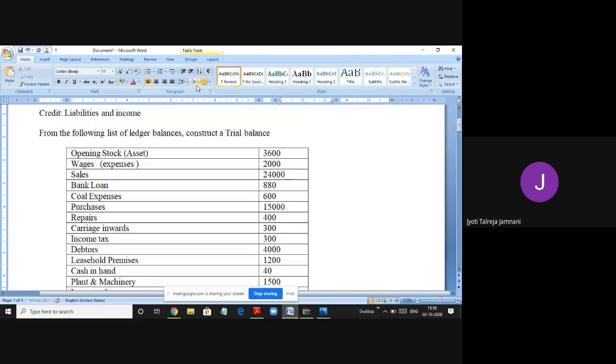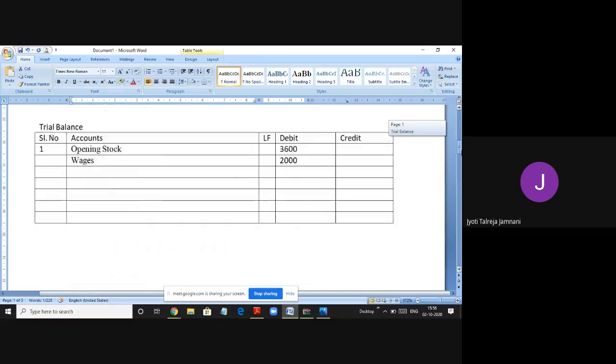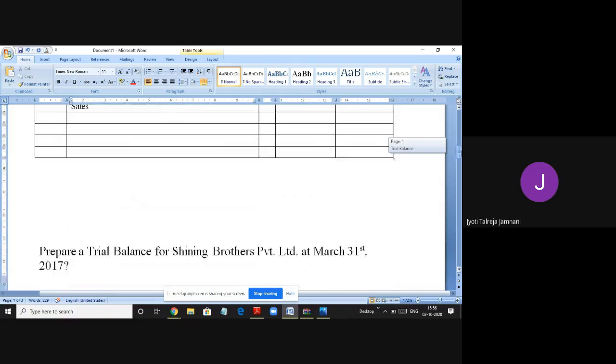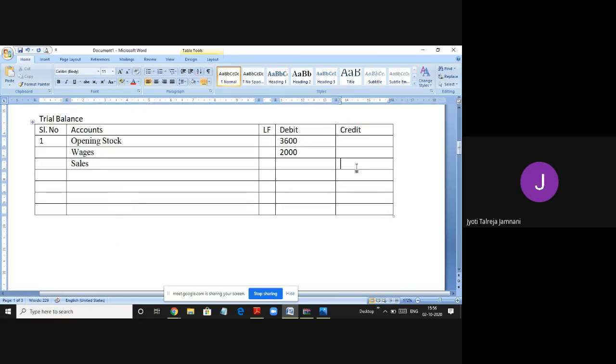Okay, the next account is sales. Now what is sales? When you sell goods, you earn money. So we treat sales as our income. So when it is income, what we have to do? We have to take it on the credit side. Debit all assets and expenses, credit all incomes and liabilities. So sales is an income and therefore we take it on the credit side. The amount is 24,000 rupees. So let's just take it here, 24,000.